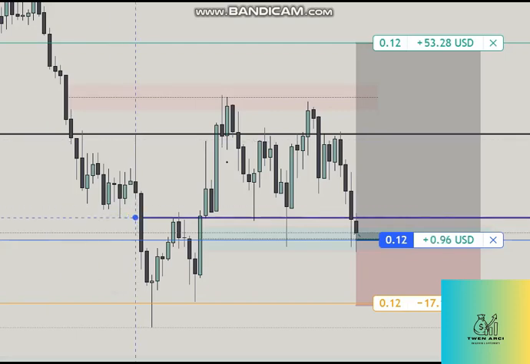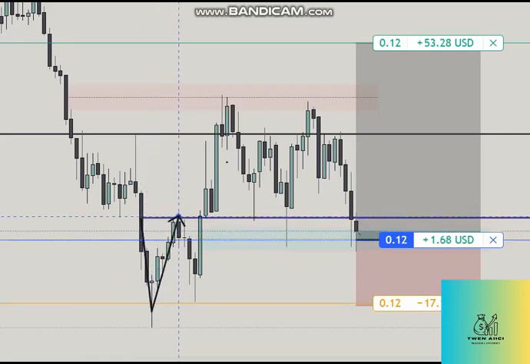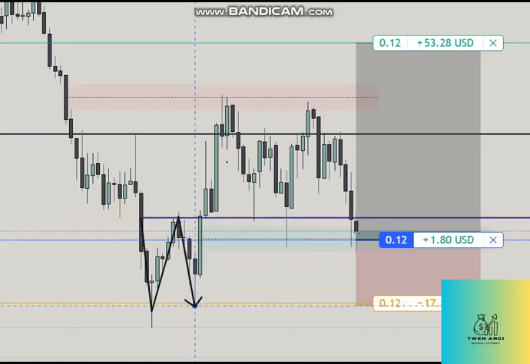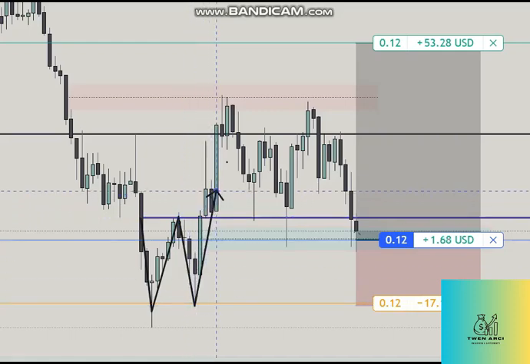So the pattern looks something like this, which is basically price creating some sort of a double bottom with some sort of resistance, or what you'd call a neckline, and then breaking that neckline. That's why it's called a W pattern. It basically looks like a W. So you need to identify such a pattern, but you just don't take the trade anywhere.